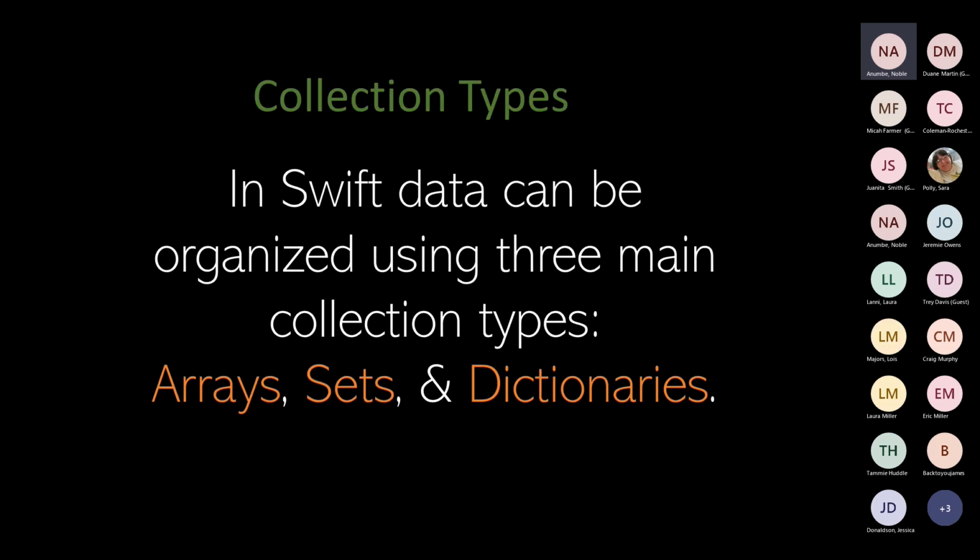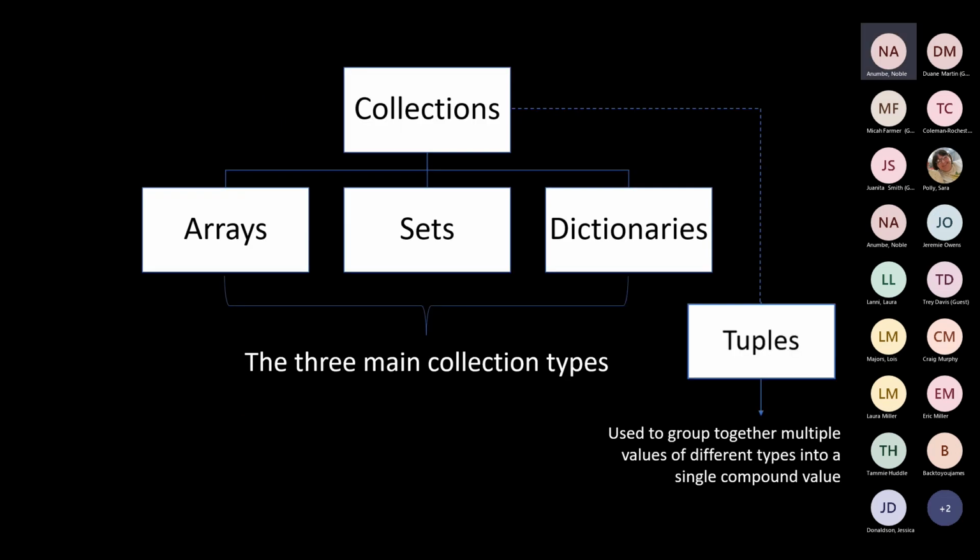So there are a couple different kinds of collections, right? And we'll call them the 3 main collection types. If you've gone through the book, those are the types that are mainly discussed: arrays, sets, and dictionaries. But that's not all. You also have tuples. And tuples are not considered one of the 3 main collection types.